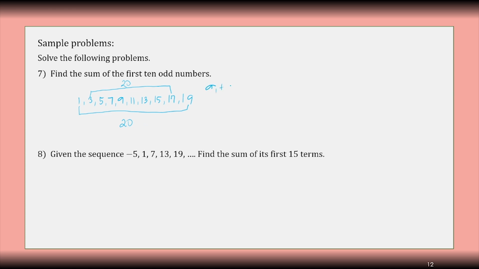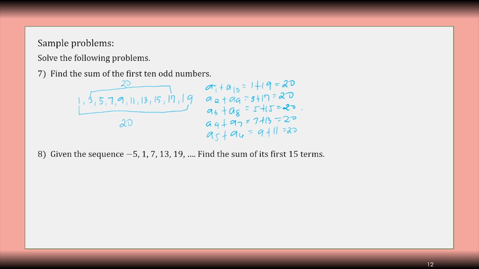A sub 1 plus A sub 10 is equals to 1 plus 19 equals 20. A sub 2 plus A sub 9 is equals to 3 plus 17 is equals to 20. A sub 3 plus A sub 8 is equals to, ang A sub 3 natin is 5 plus 15 is equals to 20 again. Then A sub 4 plus A sub 7, ang A sub 4 is 7. Then ang A sub 7 natin is 13. So 20 pa din siya. So A sub 5 plus A sub 6 is equals to 9 plus 11. So 20 pa rin siya.